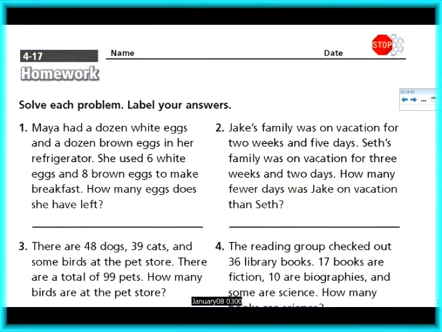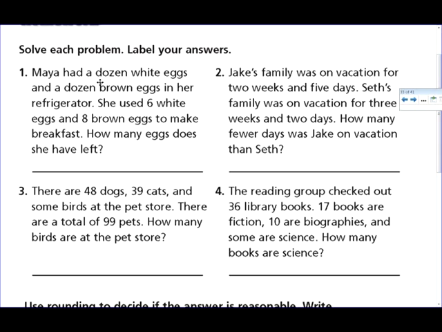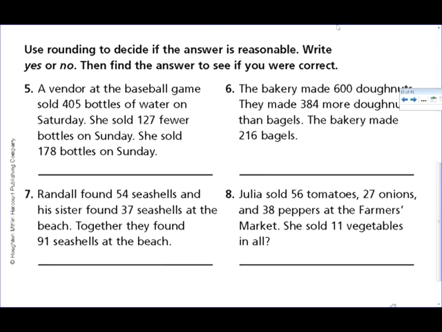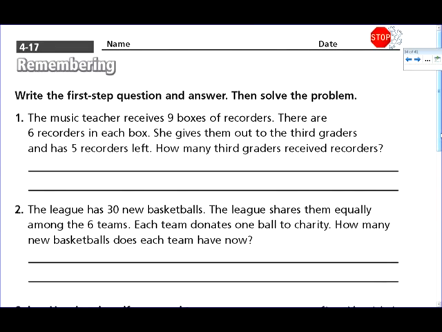Here's your homework for tonight. Go through this really close. There's a couple problems here. Maya had a dozen white eggs. Jake's family went on vacation. Adding up 3 numbers at a pet store. Dogs, cats, and other pets. Some birds. And then you have reading groups. And then this one, remember how we did reasonable answers? Remember how to round? 405 bottles of water on Saturday would be closest to 400 bottles. And bagels. The other part of your homework will be the remembering part, and there's actually 5 problems here.